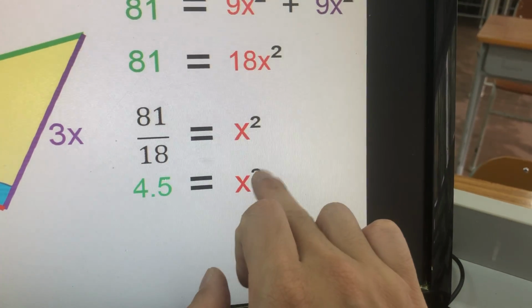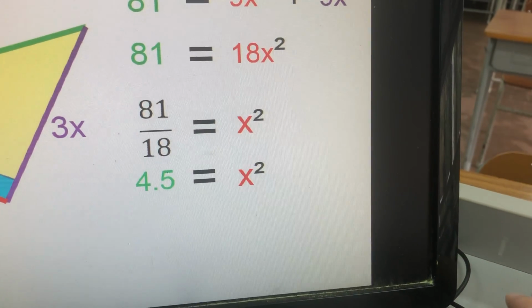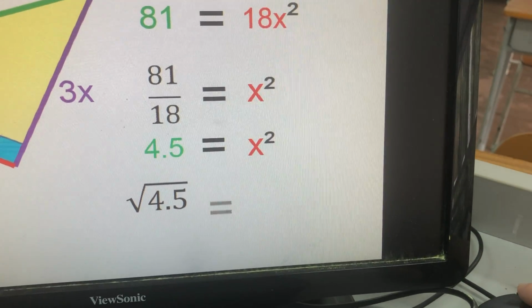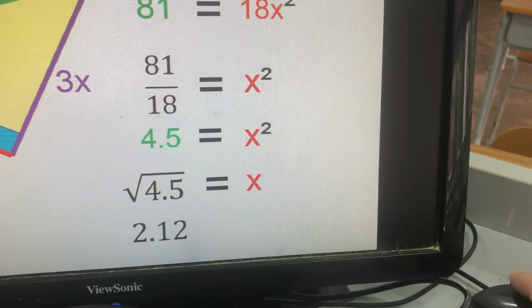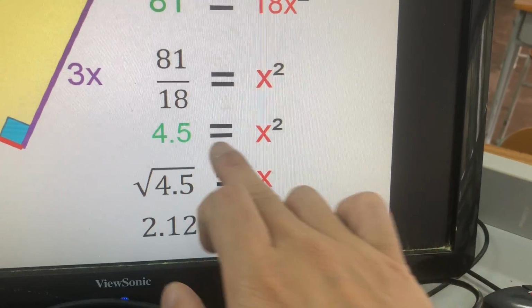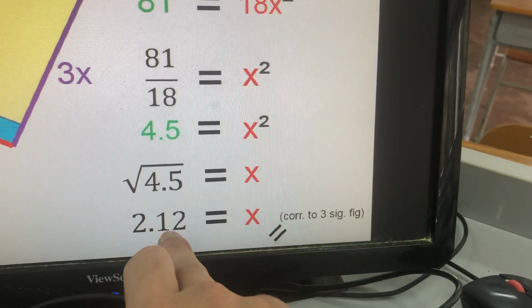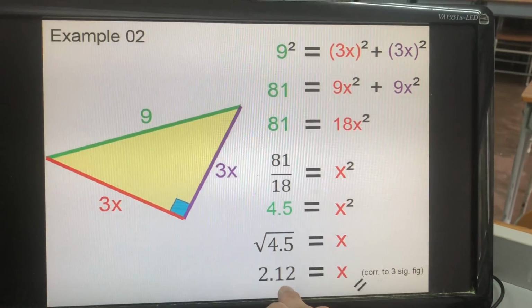Of course, we have to get rid of the square too. So move the square to the other side, it becomes a square root. Square root of 4.5 equals to x. And use your calculator, give your answer correct to 3 significant figures. Okay? Square root of 4.5. Using calculator, give your answer correct to 3 significant figures. 2.12 is the value of x.